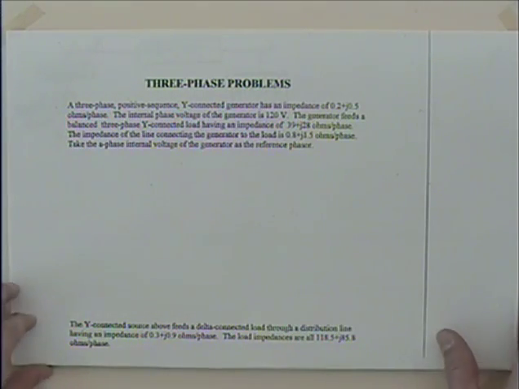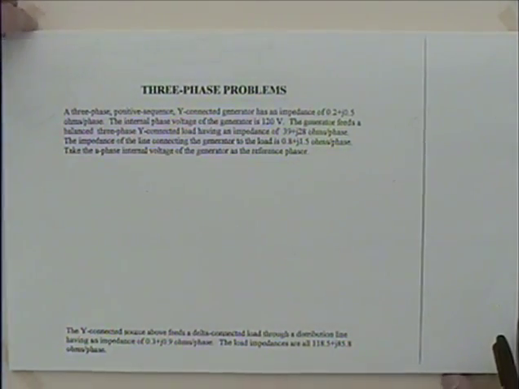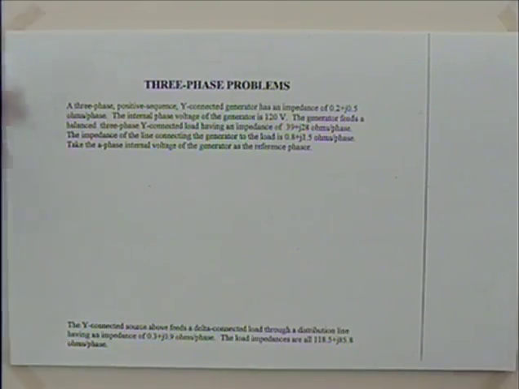So we left off last time with the three-phase problems. I think we had this problem statement, and we spent some time going from the problem statement. If I read through this real quick, a three-phase positive sequence, so that's ABC, positive phase sequence, Y-connected generator with a generator impedance. The internal phase voltage is 120 volts, so that's the source. The generator feeds a balanced Y-connected load, so it's a YY, having an impedance of 39 plus J28 ohms per phase.